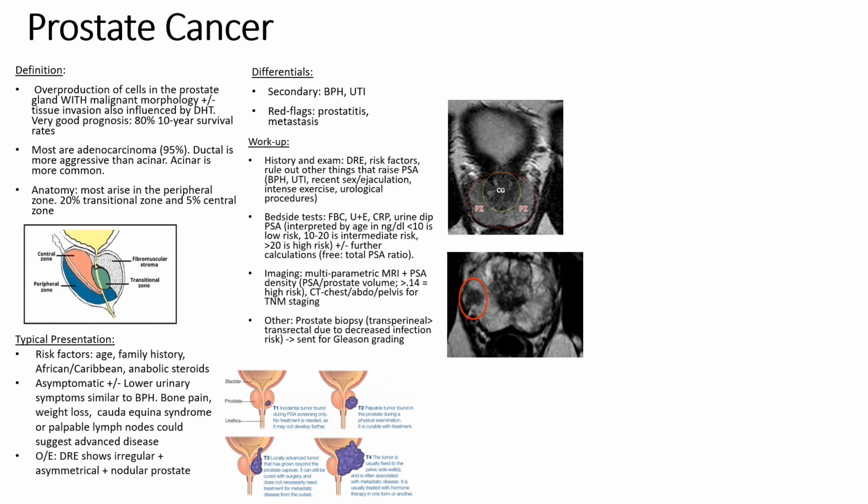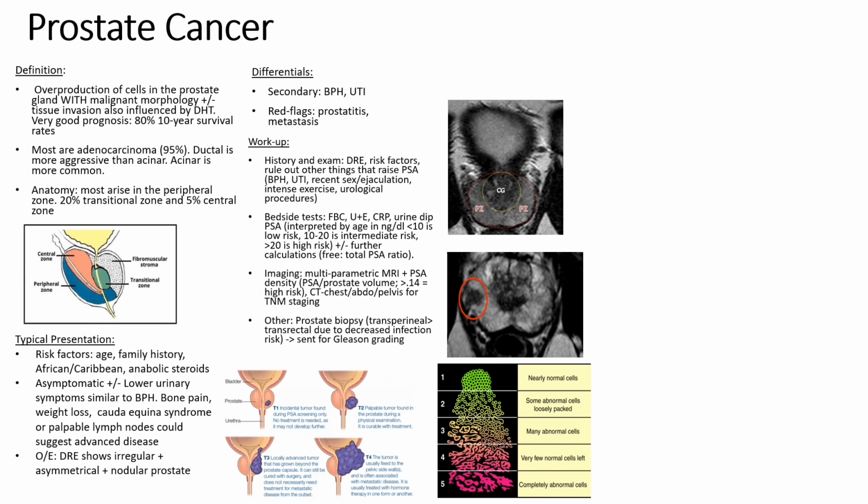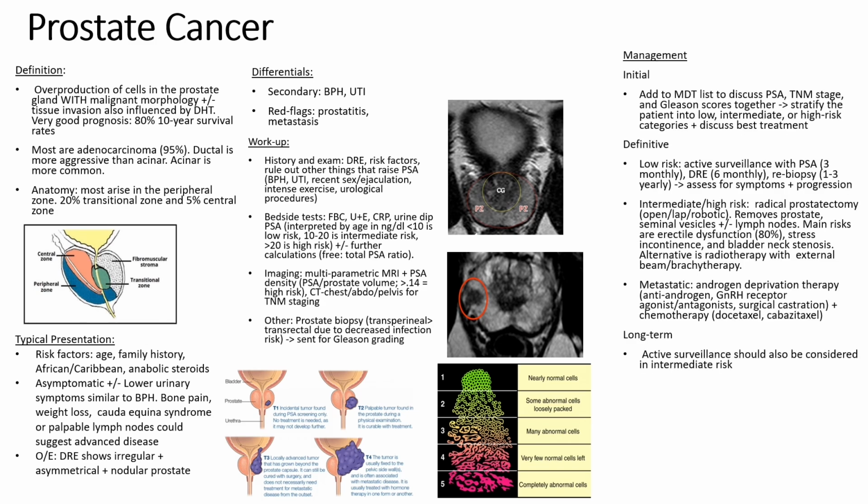Gleason grading is done by pathology, but it's basically a measure of the proportion of cells in the biopsy that look normal and neatly packed versus the crazy abnormal cells. So the first thing to do to manage prostate cancer is adding the patient to the MDT list. That basically means an MDT meeting will happen where they'll discuss the investigations we've done so far and then group the patient into either low, intermediate, or high-risk groups, which will then dictate the definitive management.